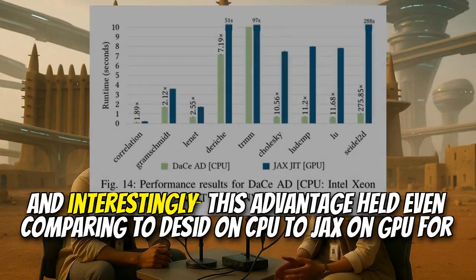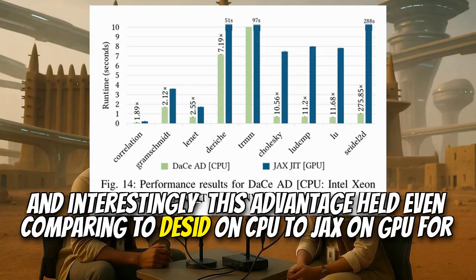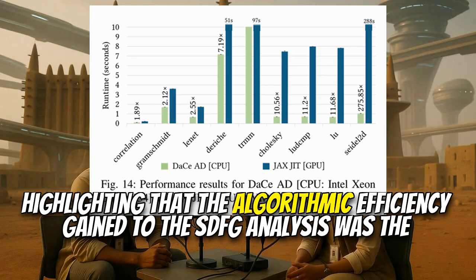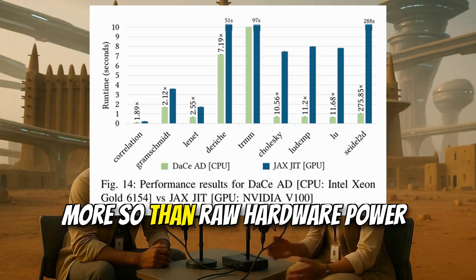And interestingly, this advantage held even comparing DaCe AD on CPU to JAX on GPU for this specific problem. DaCe AD on CPU was still 275 times faster than JAX JIT on GPU, highlighting that the algorithmic efficiency gained through the SDFG analysis was the dominant factor here, more so than raw hardware power.